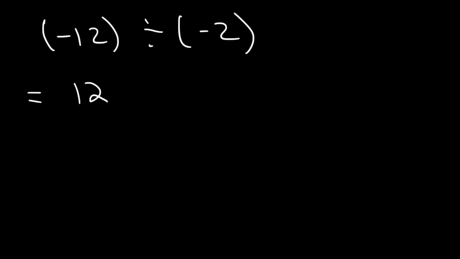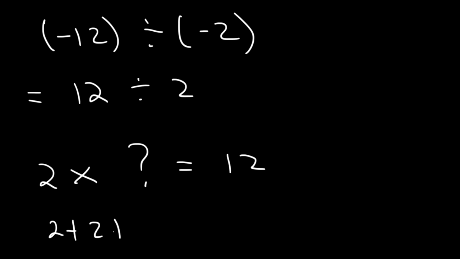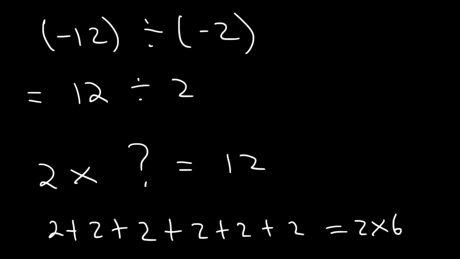Here's another example. What's negative 12 divided by negative 2? When you divide two negative numbers, you're going to get a positive result. So this is equivalent to dividing 12 by 2. So 2 times what number is 12? You have to add 2 6 times to get to 12. 2 plus 2 is 4. If you add another 2, that's 6, and then 8, and then 10, and then 12. So therefore, 2 times 6 is equal to 12. And 12 divided by 2 has to be 6.